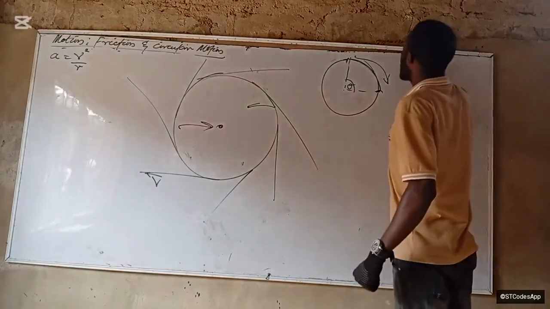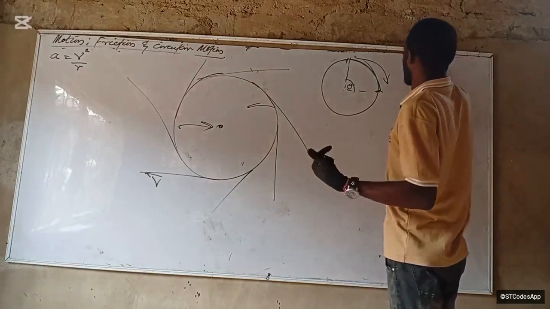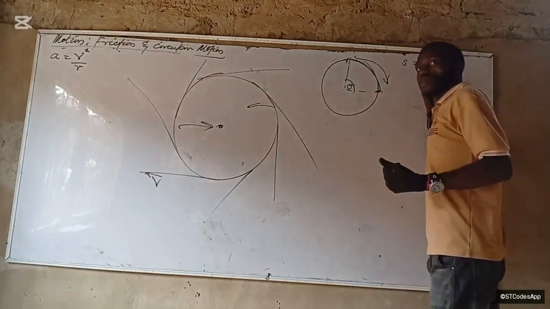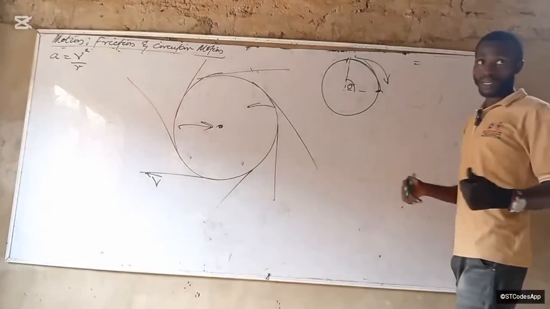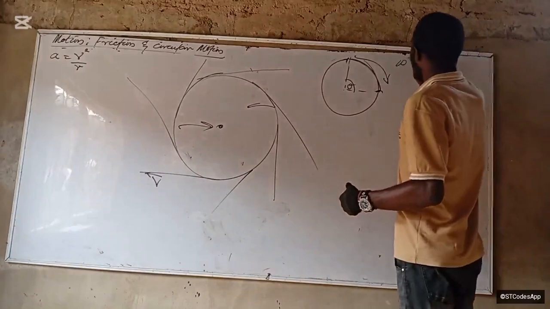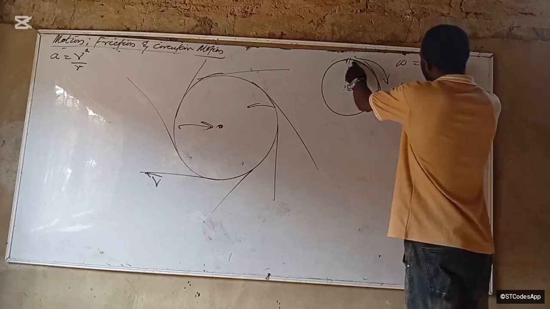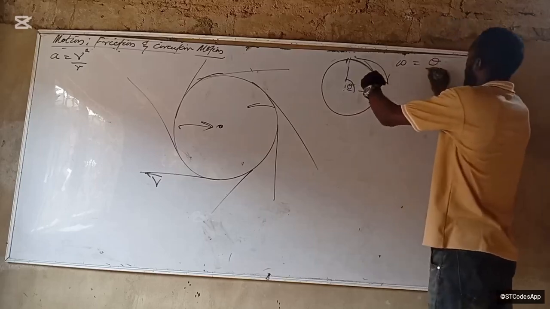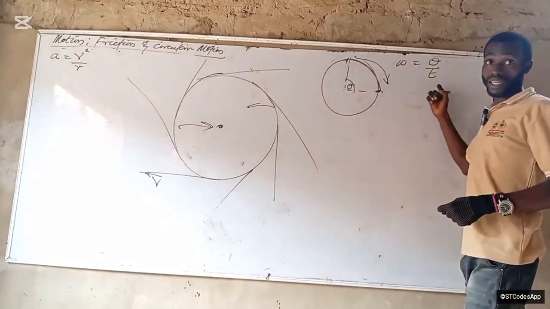So we say that the speed of the body is going to be what? We call it angular speed, or angular velocity. Angular speed is going to be equal to the angle moved per time. Does this make sense? Okay.